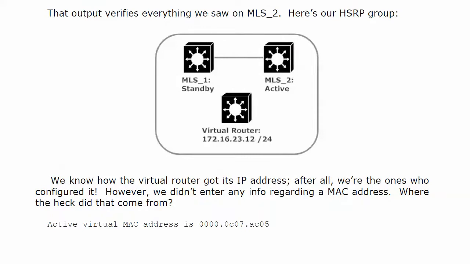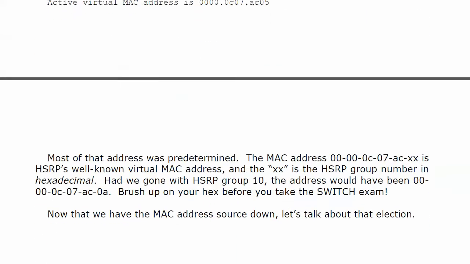And here's our current network. MLS2 is the active switch, MLS1 is the standby switch, our virtual router 172.16.23.12. That also concludes our first lab. What we're going to do next is talk about that election process and how to change the results if we're not real crazy about it. We'll do that in a lab at the beginning of the very next video.